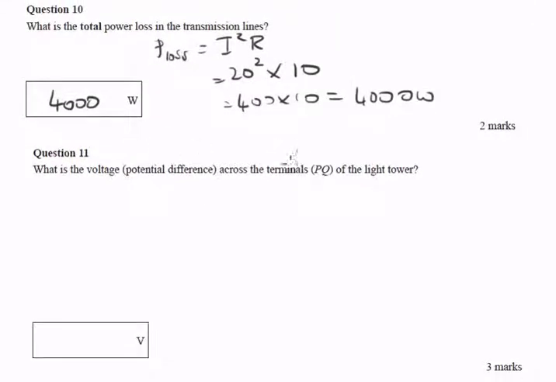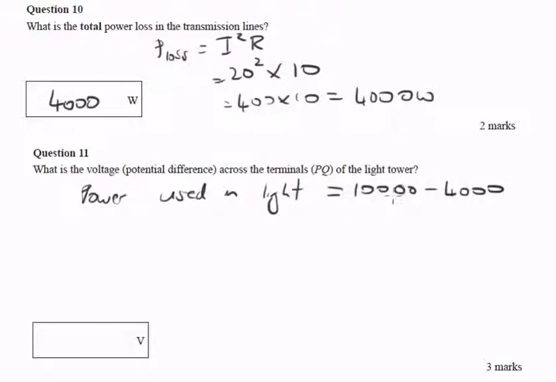What's the voltage across the terminals of the light tower? So basically, what's the voltage across the light tower? So power used in light tower is equal to, just what I said before, 10,000 minus 4,000. 10,000 produced by the generator, 4,000 used, there's only 6,000 left.